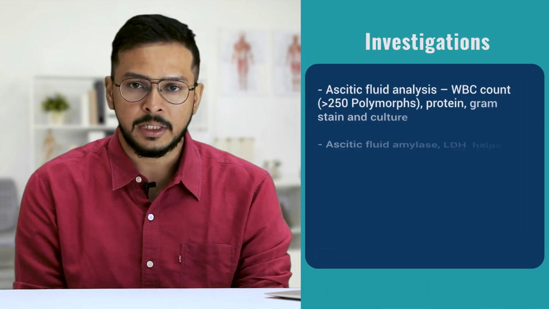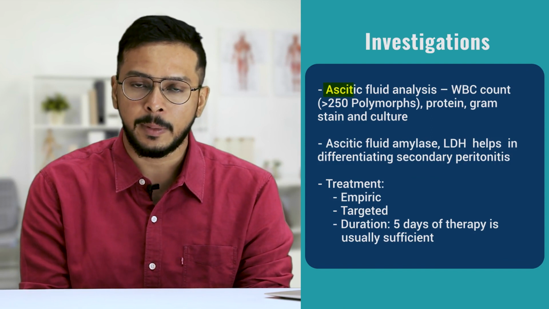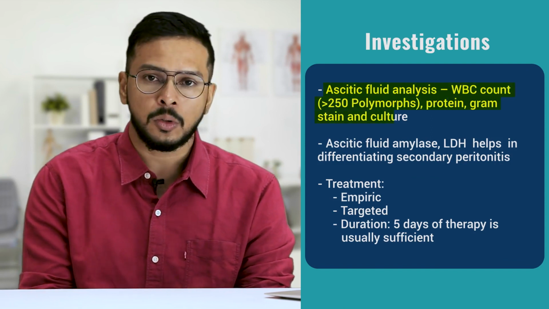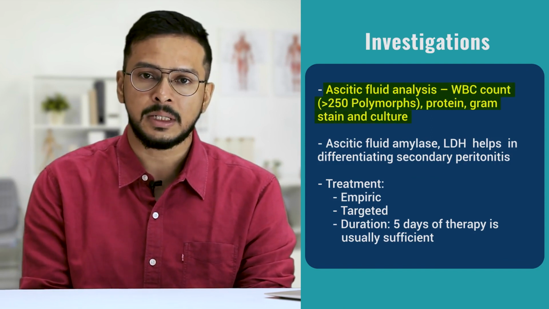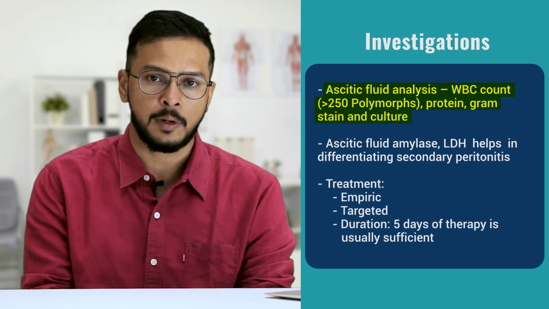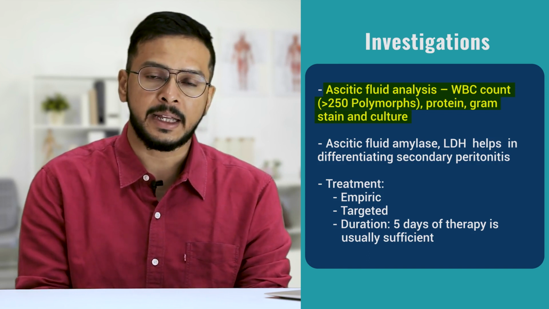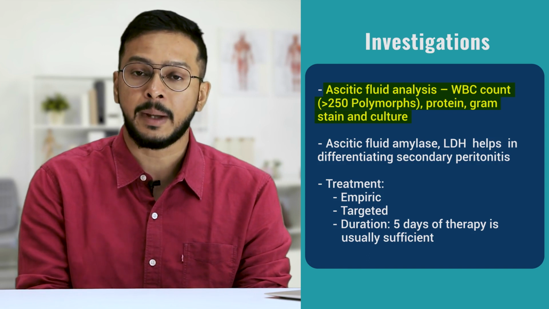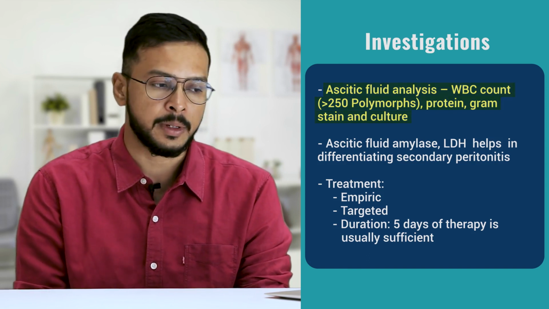So what are the investigations which we would opt for in patients with peritonitis? In patients with peritonitis, we would like to analyze the peritoneal fluid or the ascitic fluid. If the ascitic fluid contains more than 250 polymorphs, that is neutrophils, per microliter, then it indicates there is bacterial peritonitis happening in that particular patient.